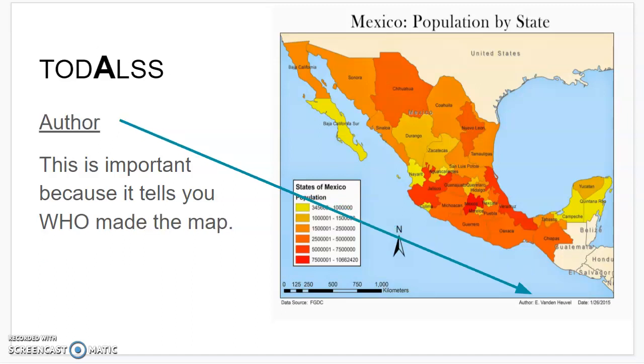Author. This is important because it tells you who made the map. Not only does that matter because you want to give credit to the author, it also matters because in social studies you are going to be evaluating a lot of different sources. People can interpret things differently and people can have different agendas of their own. So if you look at the author or who made the map, you might get a little bit of an idea as to why some things might be a little different, or if you should trust this map.